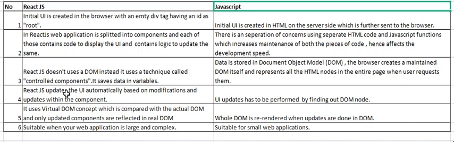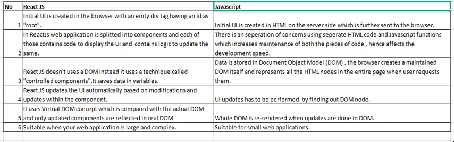Let's go to the fourth point. ReactJS updates the UI automatically based on modifications within the component. So as we know, the basic need of a component is to update a particular part of the page, and ReactJS updates it automatically whenever the component reacts to that. Whereas in JavaScript, whenever we update any UI, we have to find that particular element within the DOM and update it.